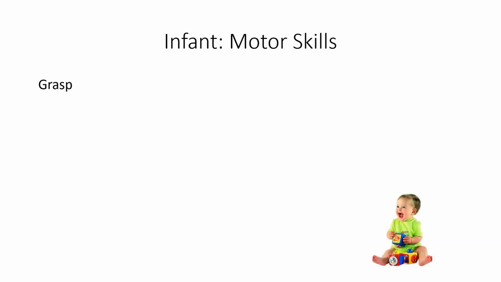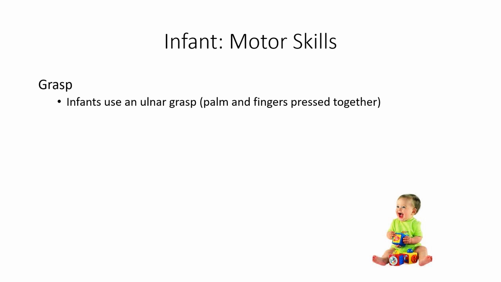As far as infants' motor skills, one thing they have is how they grasp things. So early on, infants use an ulnar grasp where their palm and forefingers are pressed together. Their thumb will be pressed up against their forefingers, and they grab things not with their thumb, but with their fingers pushing to the palm. So that is the ulnar grasp. That is a good one to know.